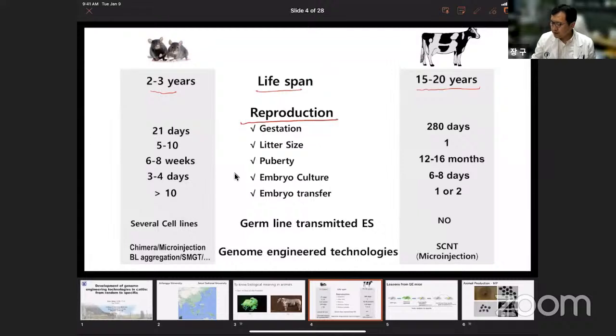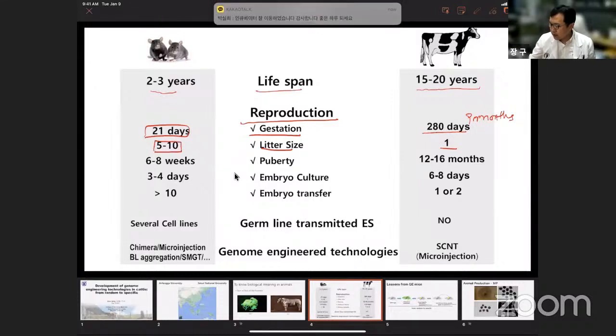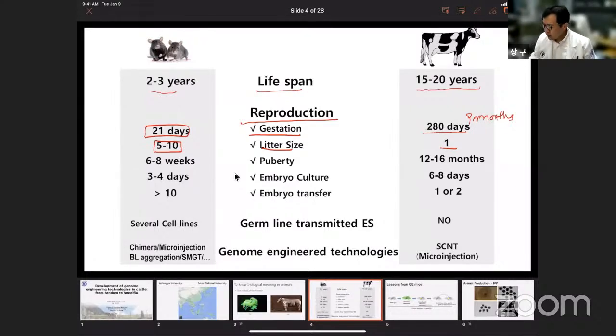The reproduction system, gestation period: the mouse is 3 weeks, cattle is 9 months. Litter size: cattle is single parity, and mouse is 5 or 10. The puberty and embryo culture are quite different. In cattle, it needs over 6 days, but for mouse, 3 or 4 days is enough for culturing to blastocyst. And embryo transfer, 1 or 2 in cattle, and in mice, over 10.